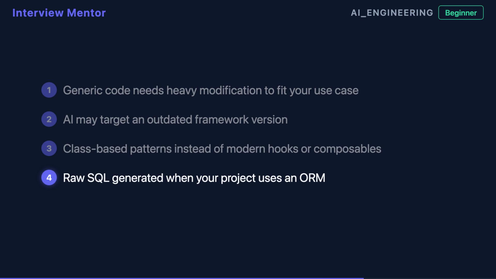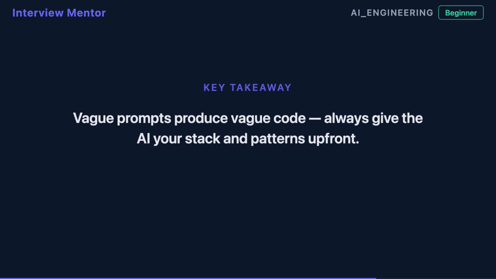More context always means less rework. Vague prompts produce vague code. Give the AI your stack, patterns, and constraints up front. That is how you get output you can actually use.